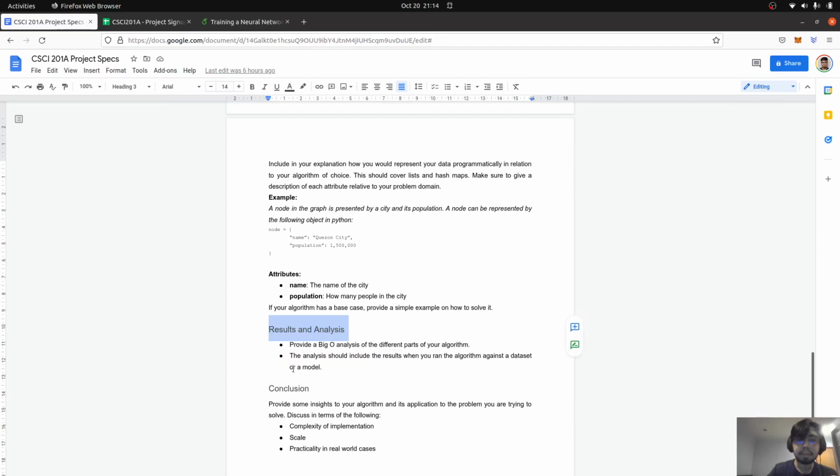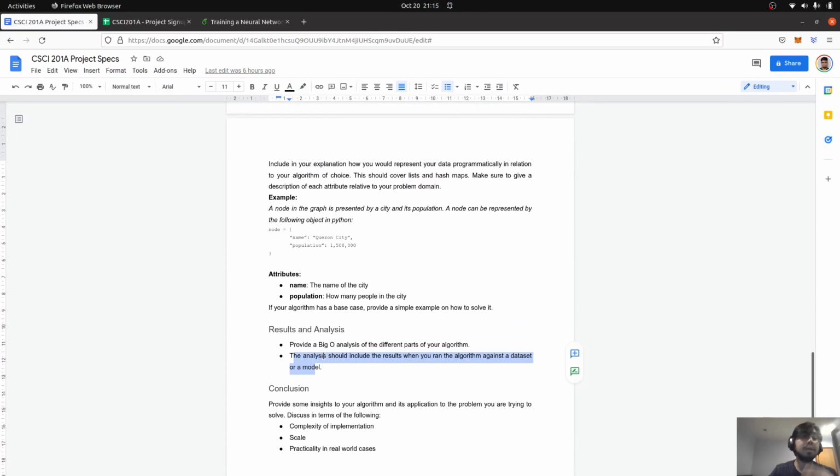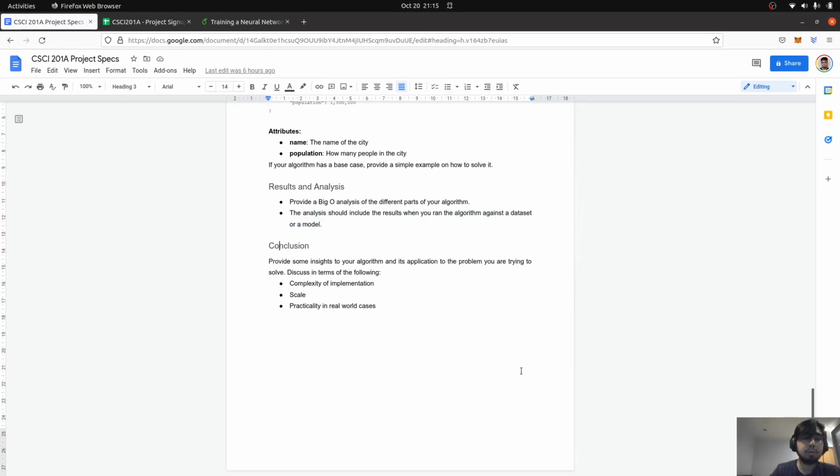The analysis should include the result when you run the algorithm against a data set or a model. So this means that even just for one pass of the algorithm, how fast would it operate? What would be the expected result? And what is the form of the expected result? And then, of course, the conclusion will be some insights as to how you implemented that algorithm.